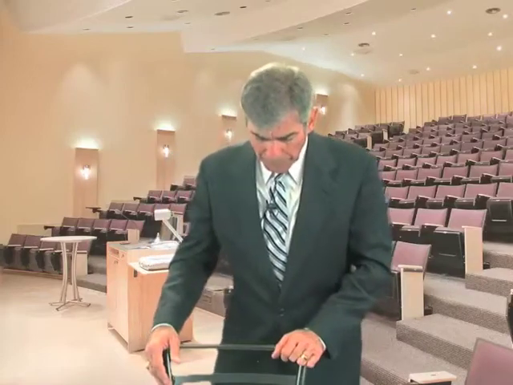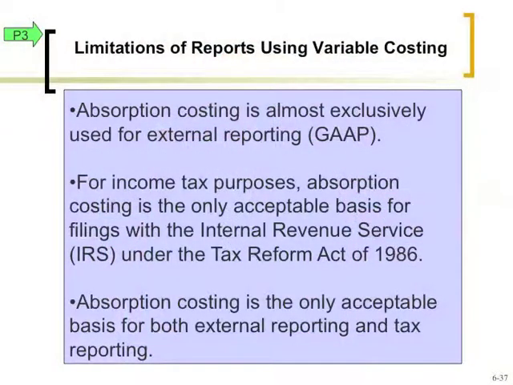Finally then, if we go to slide 37, we're going to talk about the limitations of variable costing. First and foremost, absorption costing is required by GAAP. Again, GAAP is generally accepted accounting principles. Absorption costing is the required method for any external financial report.